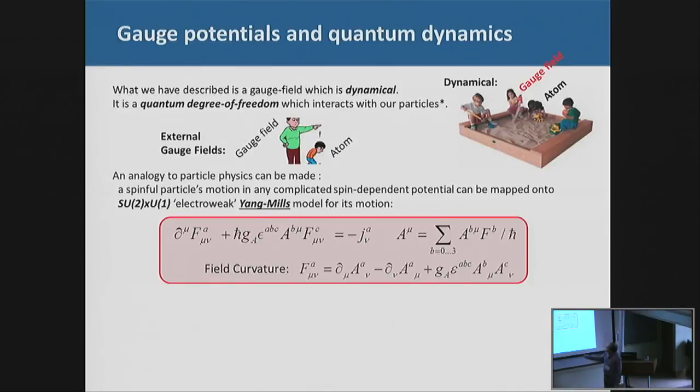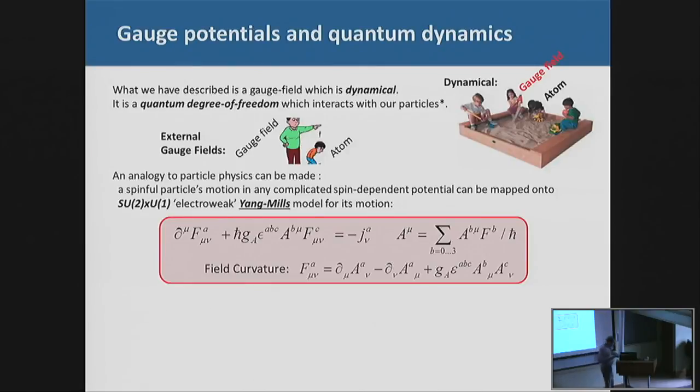If you think about that, you can make an analogy to particle physics. A spinful particle's motion, in any complicated spin-dependent potential, can eventually be mapped onto an SU(2) × U(1) electroweak interaction. This is a Yang-Mills model for its interaction. Basically, this is telling us that it's a transport equation: the current of the atoms is linked to the dynamical evolution of the gauge field. And of course, now that we've integrated out and forgotten about how the light scattering process works, we have a non-vanishing field curvature in this equation.